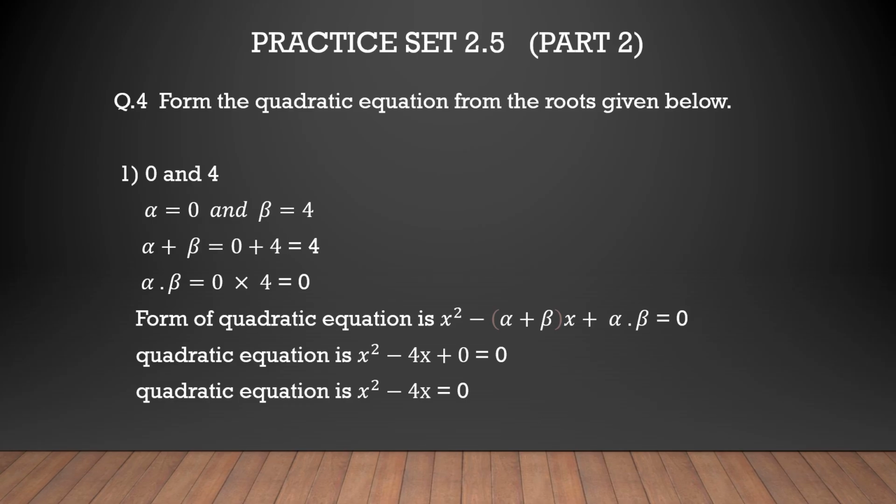The form of quadratic equation is x square minus (alpha plus beta) x plus alpha into beta is equal to 0. So here we put the value of alpha plus beta and alpha into beta. Then the equation becomes x square minus 4x plus 0 is equal to 0. Then minus 4x plus 0 is minus 4x. So we write x square minus 4x is equal to 0. So the quadratic equation is x square minus 4x is equal to 0.